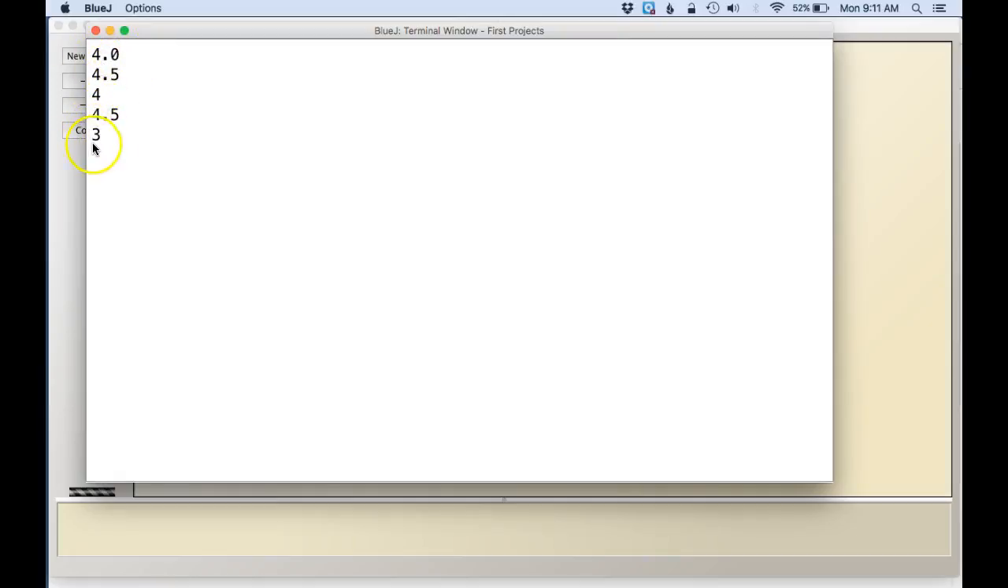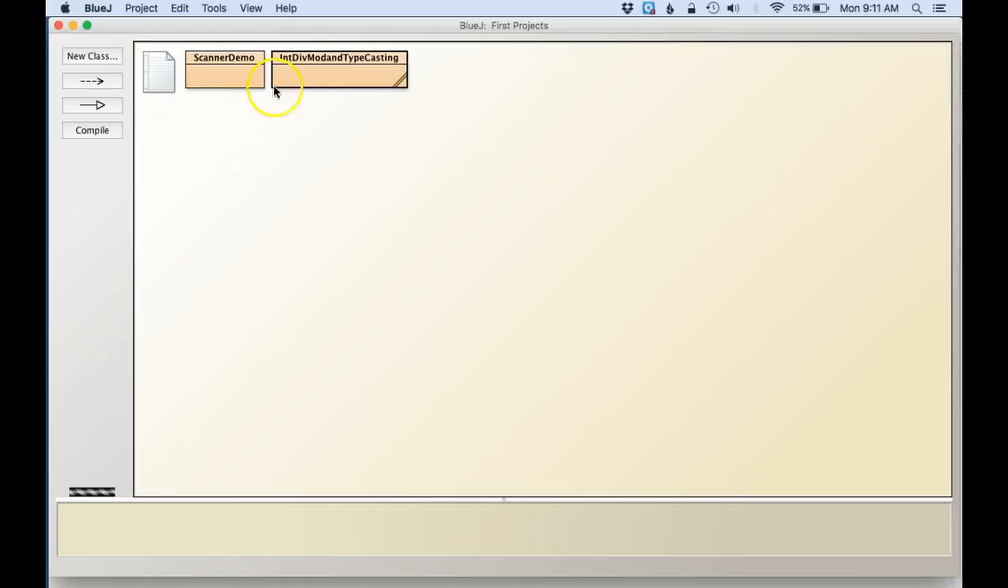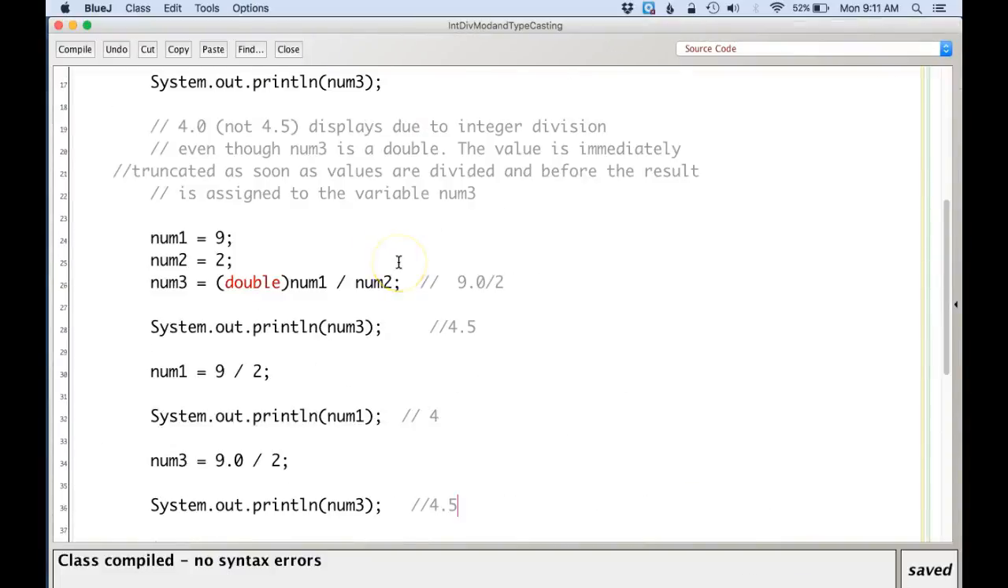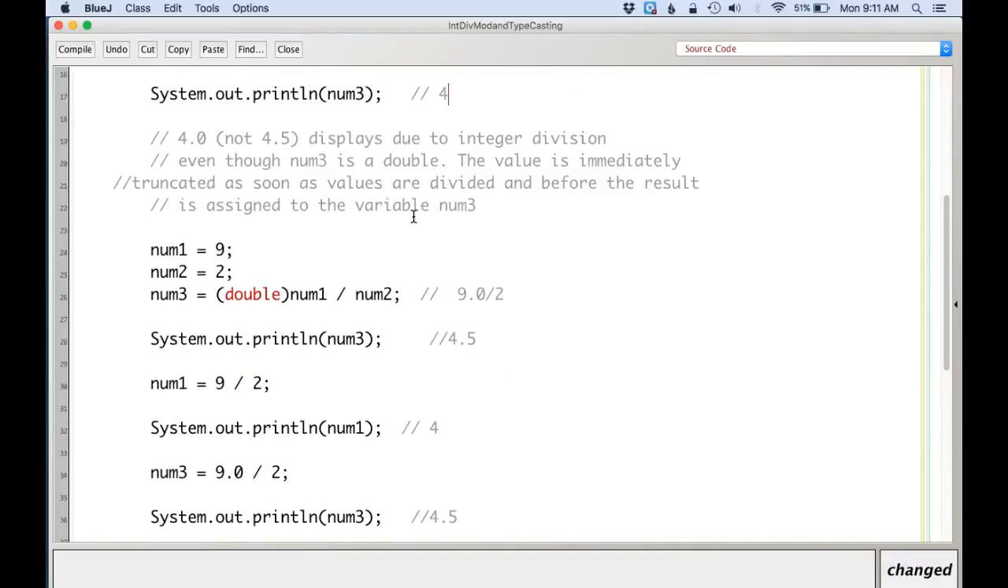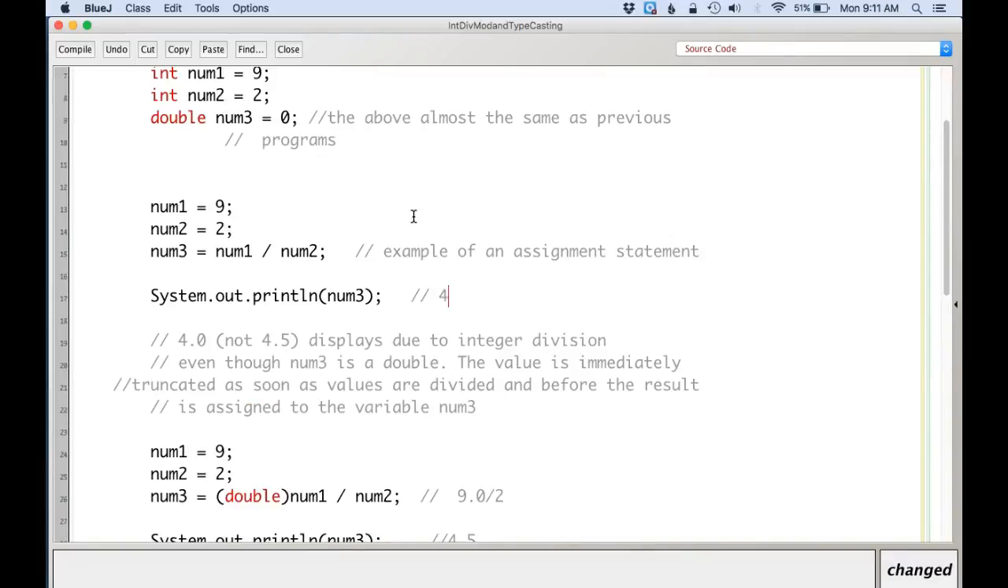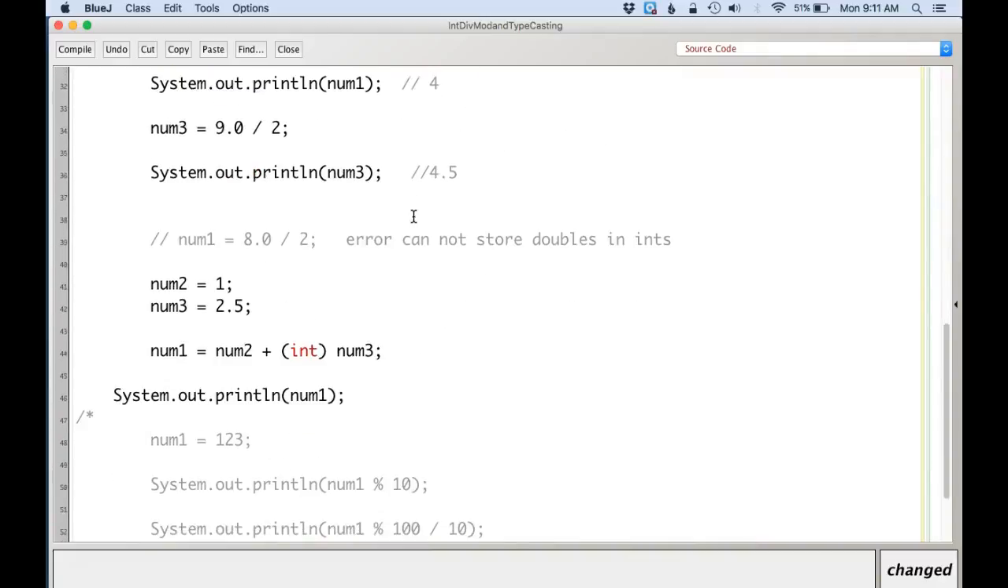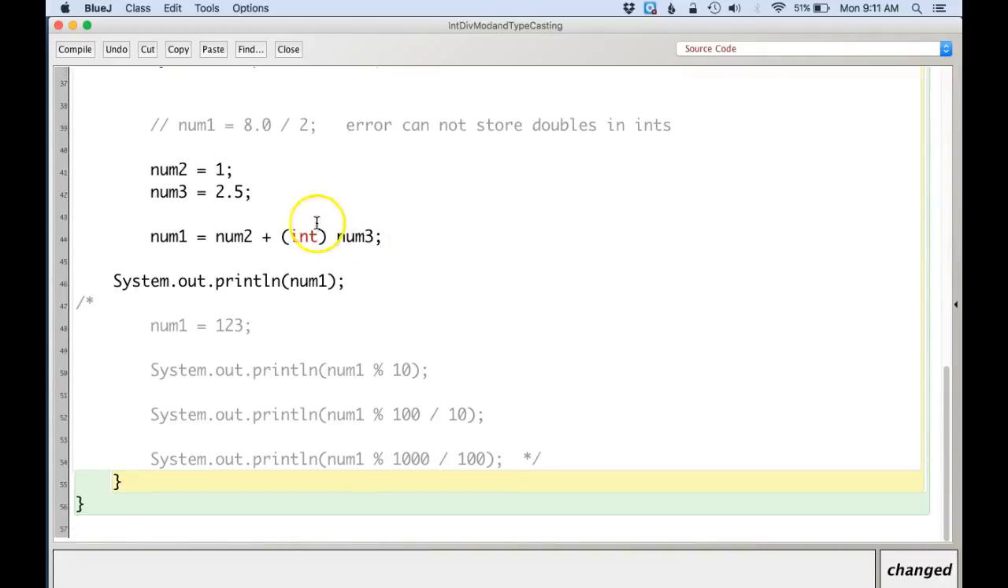So our last output here is 3. So what happens when you typecast a double? Let me see what output I missed. Oh, I missed this one up here. Sorry, this one should have been 4 also. 4.0. Okay, so what happens here is the moment you put an int onto a double, it forgets the decimal.